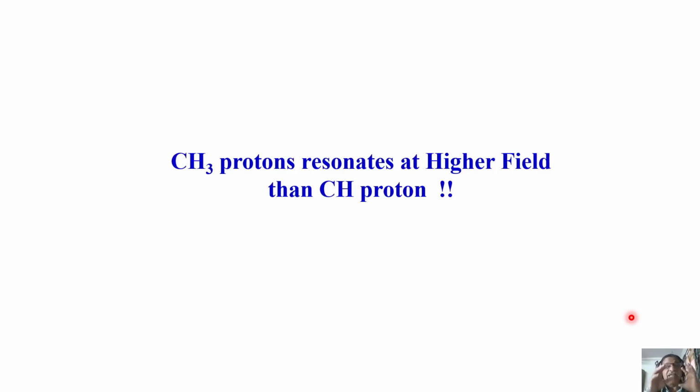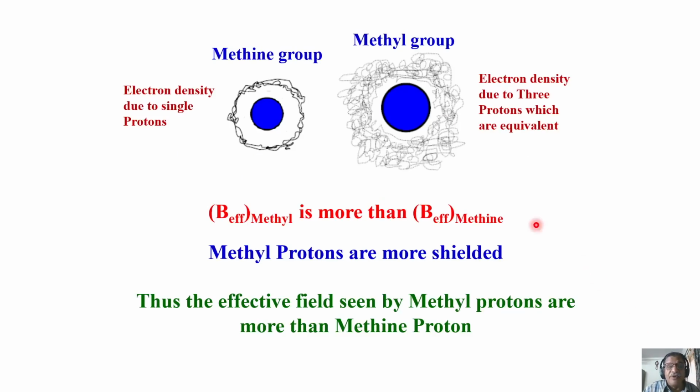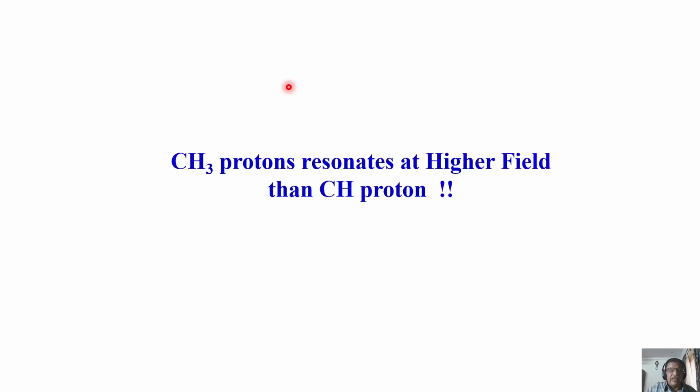You understand? Based on the charge density distribution, you can even say which proton has a higher resonating frequency and which proton has a lower resonating frequency. In this simple example, we knew methyl protons are more shielded than CH protons. As a consequence, the effective field seen by these methyl protons is more than that of the CH proton. So, CH3 protons resonate at higher field than CH proton.